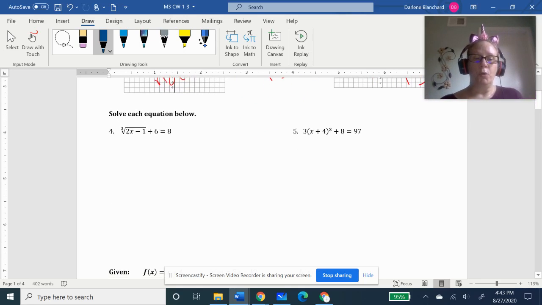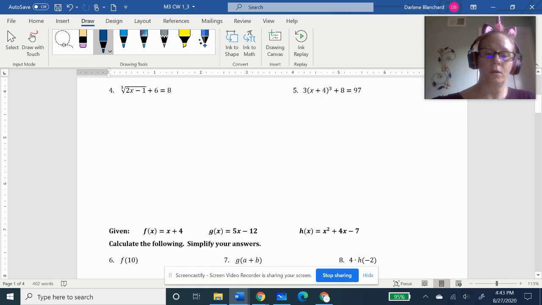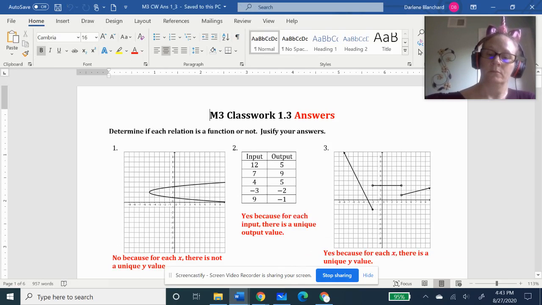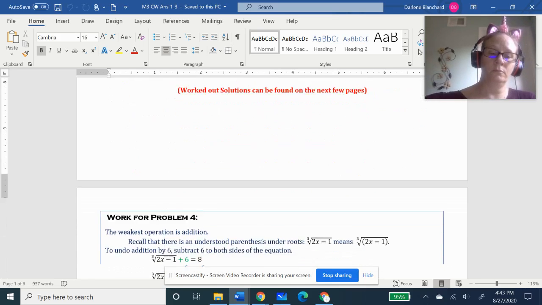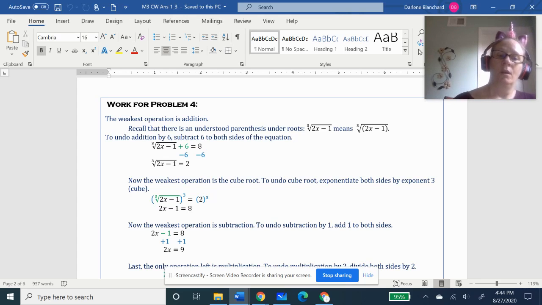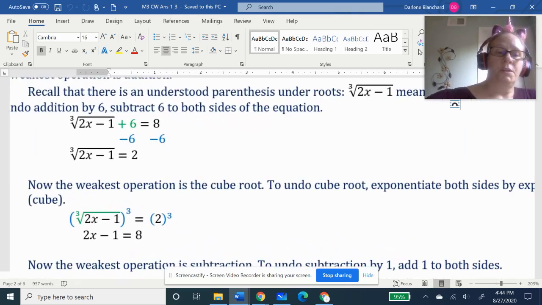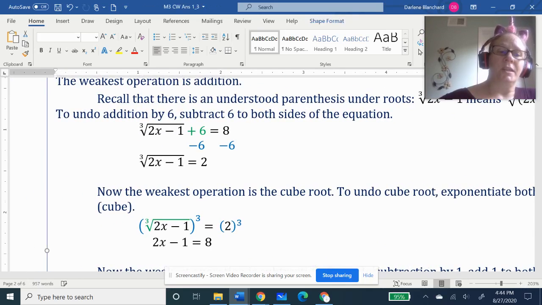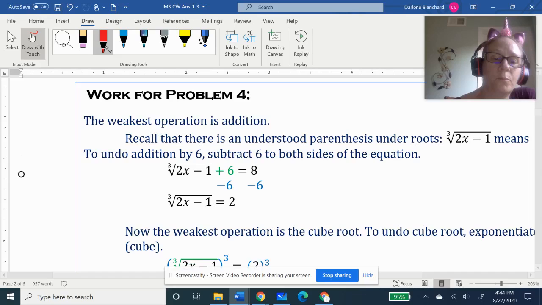For solving each equation, I have written out work in the answers, and I can talk you through that written out work. For problem number 4, you want to realize that there is a single variable here. And so your job is to isolate it on the one side of the equation that it is existing on.